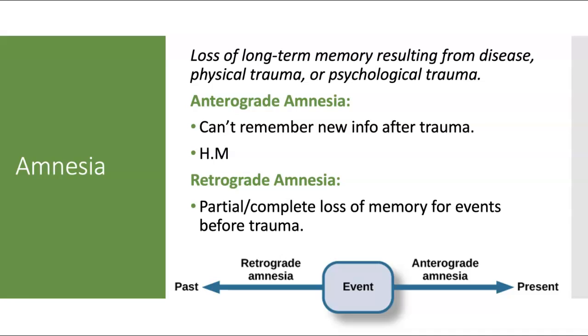Retrograde amnesia is then loss of memory, either partial or complete, for events that occurred prior to the trauma. So it could be that the person has completely forgotten everything leading up to that moment, or more commonly what you see is partial retrograde amnesia, where usually it might be for a few hours before or maybe a day before that they've lost memories. The way that I remember that one, I think, retrograde amnesia is the loss of old memories before the trauma happened.